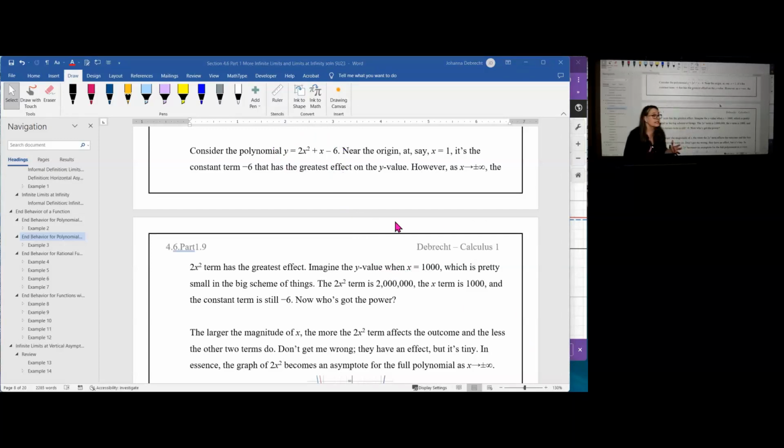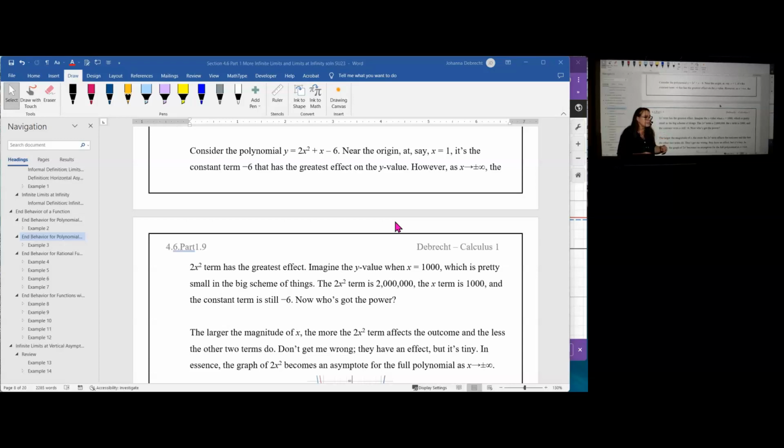Near the origin, let's say at x equal 1, which of the terms, 2x squared, plus x, or negative 6, has the most effect on the graph or the y value? If you plug in 1 to each term that has a variable, the first term becomes 2, the second term becomes 1, but the last term, the constant, is a negative 6. The negative 6 has the greatest effect on the y value.